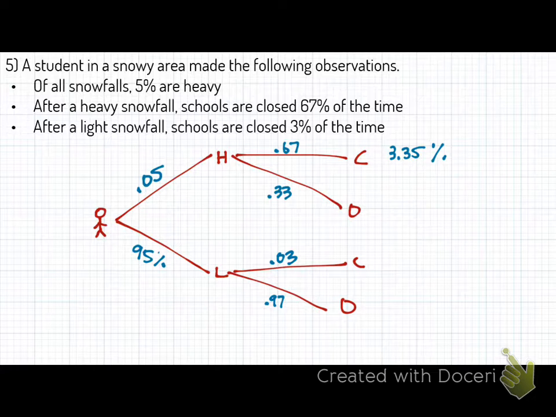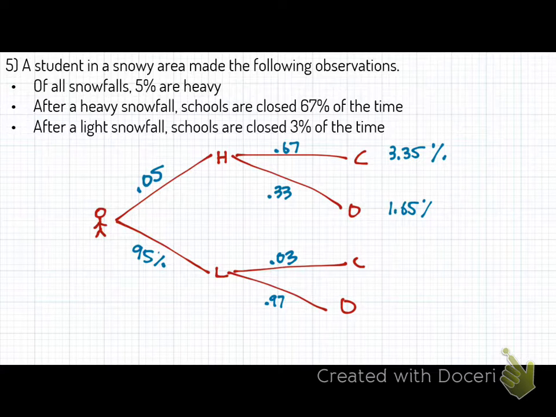Yeah. So can you calculate these other ones for me? What's the probability of the school staying open after a heavy snow? Can you all get your calculators out and multiply these? And what's the probability of these other ones? School closed after a light snow or school open after a light snow? Oh, what was that? Staying open? 1.65? That's right. Next one.